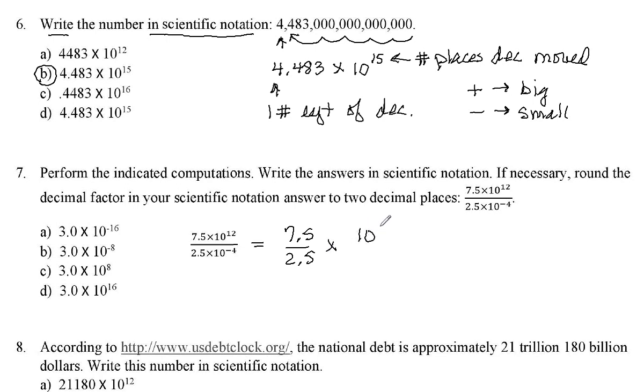times 10 to the 12 over 10 to the negative 4, right? Because if you multiply these fractions, you multiply straight across the top and straight across the bottom, and then you'll get this. And 7.5 divided by 2.5 is actually 3, because 3 times 25 is 75. And we can include one decimal place there because we've got one decimal place here. And then when you divide two exponentials where the base is the same, you subtract exponents. So 12 minus negative 4 is 12 plus 4, which is 16. So that's 3 times 10 to the 16th, which is choice D.